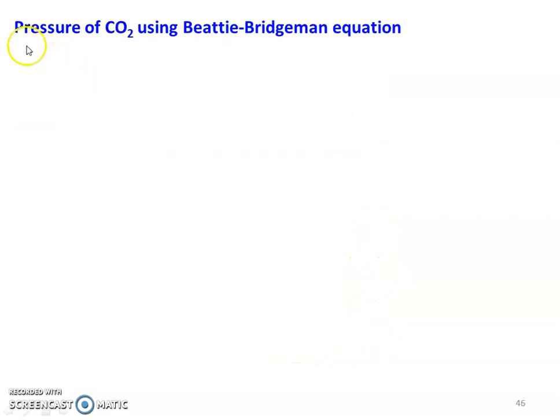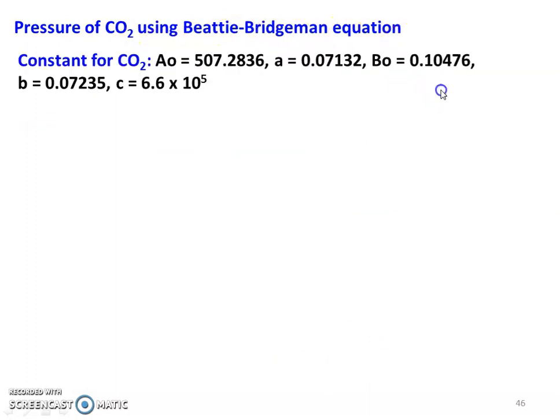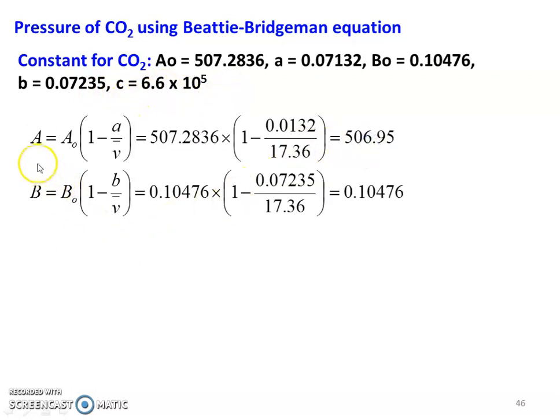Next, the pressure of CO2 using the Beattie-Bridgeman equation. The constants for CO2 for this particular equation, from the thermodynamics book: capital A0 equal to 507.2836, small a equal to 0.731132, B0 equal to 0.10476, small b equal to 0.07235, and small c equal to 6.6 into 10 power 5. Now, we have to calculate capital A and capital B.